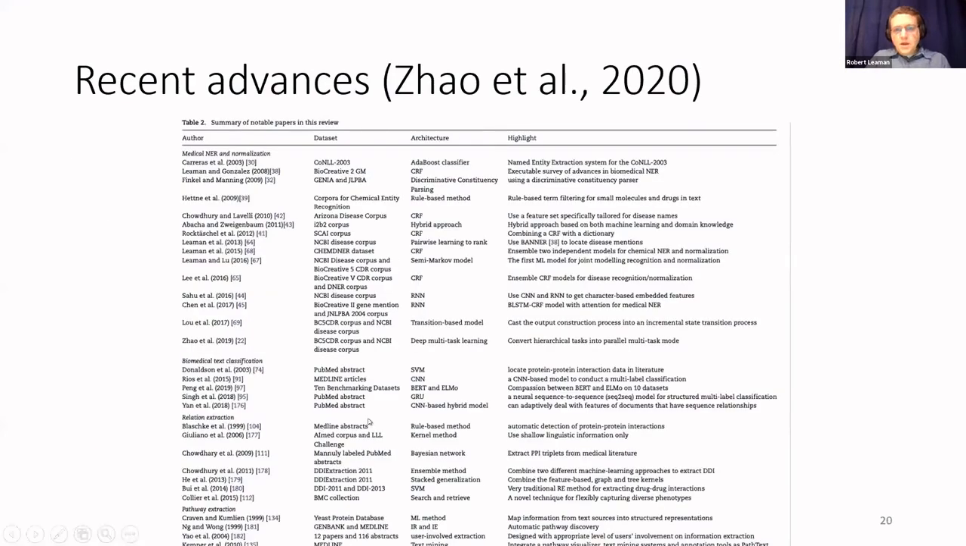We can see this is a recent survey review paper talking about all of the recent advances. This is a very fast-moving area. Quite a bit of work has been done recently advancing the state of the art.